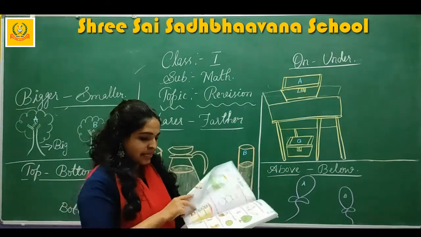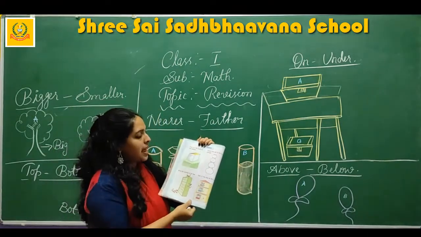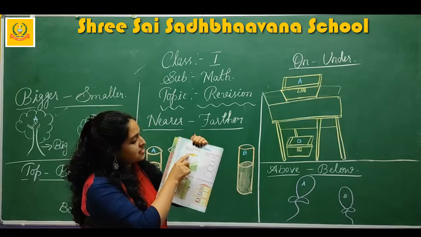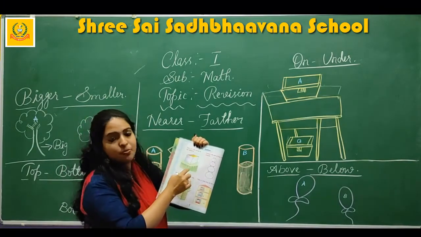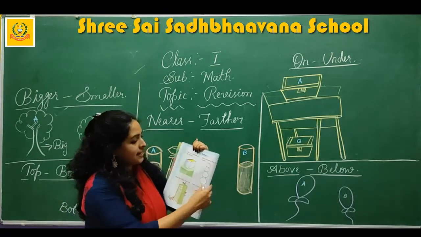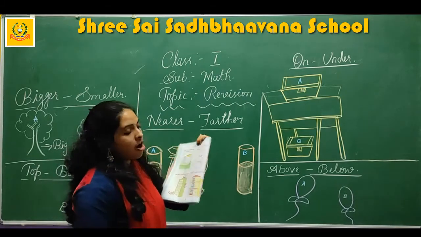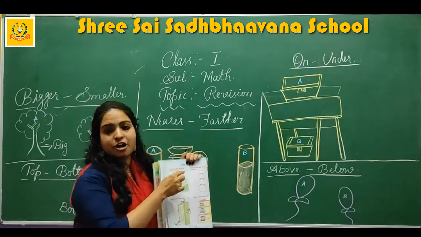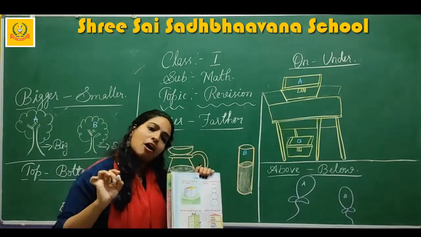See the page number 6. There they have given some pictures to that you have to work out. In the first picture what have they asked you? Tick the book at the bottom. So which book is at the bottom? Means in down position, that you have to tick. Second one, color the pot at the top in orange. Which pot is at the top? You have to color it in orange.